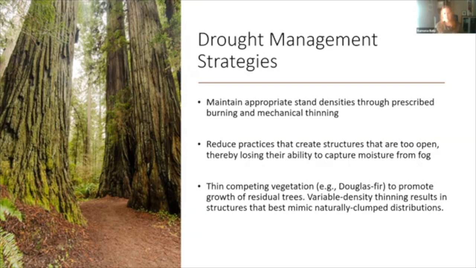So it touched on this a little bit, but thinning competing vegetation, and in redwood forests it's actually primarily Douglas-fir, to promote the growth of residual redwood trees. And this can be done by variable density thinning to result in structures that best mimic that naturally clumped distribution that would have largely been created through fire in these systems historically.